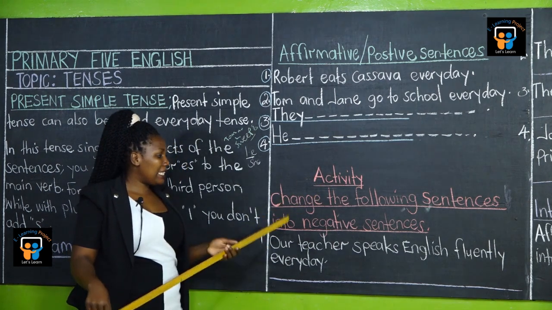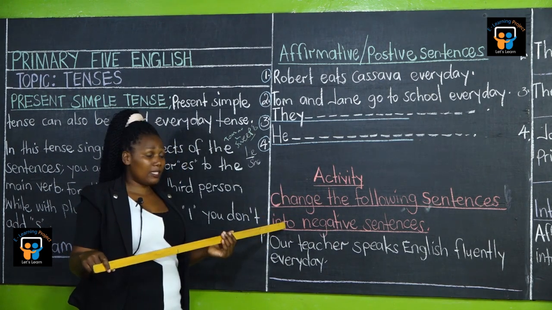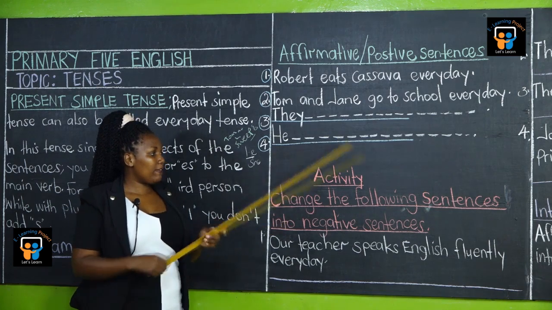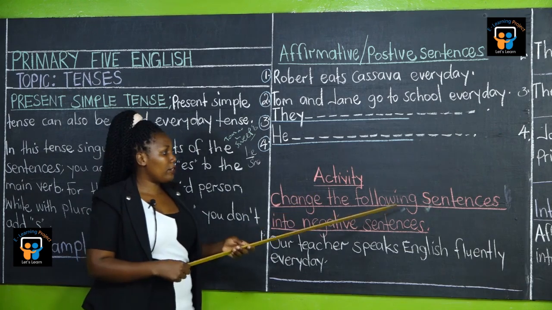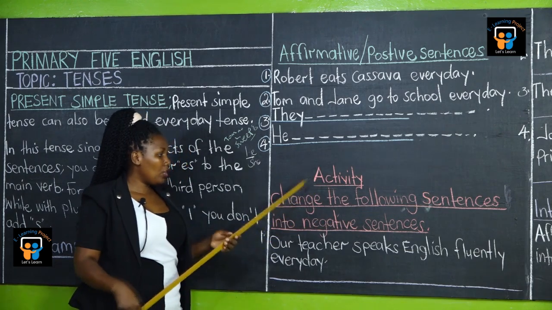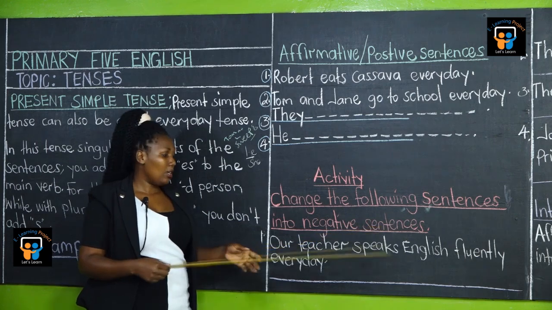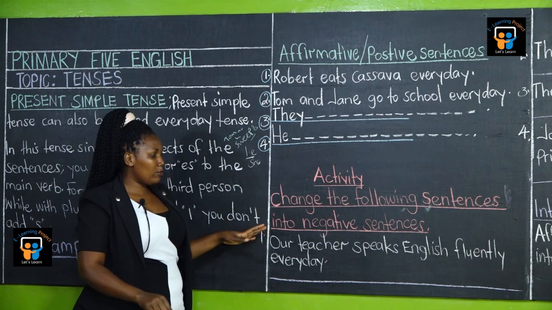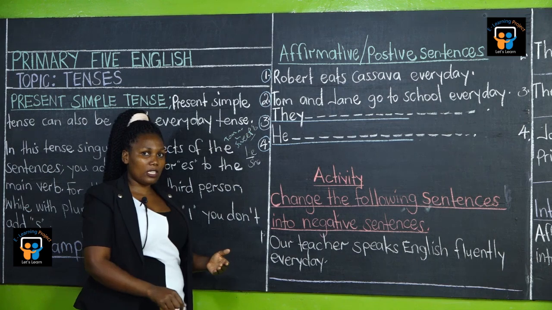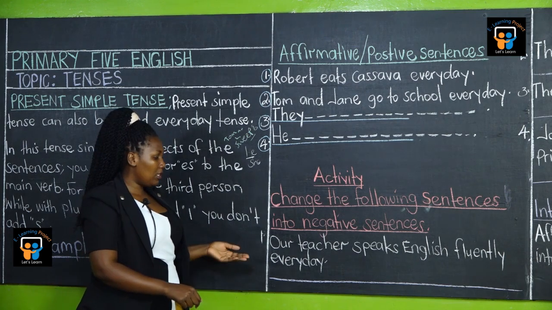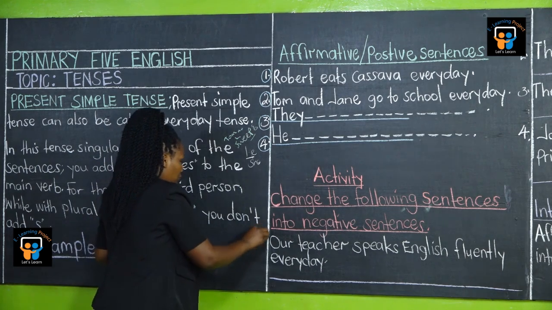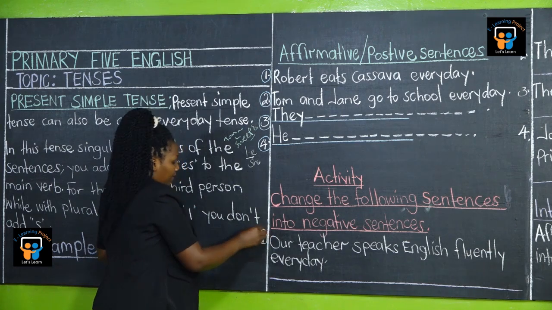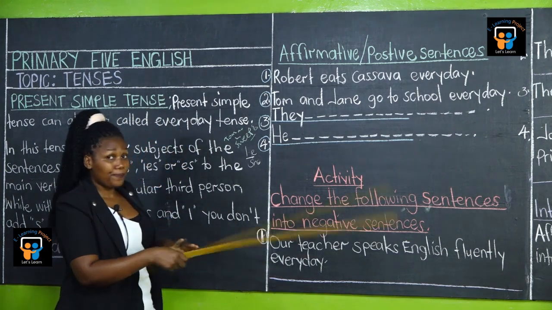Change the following sentences into negative sentences. When I say change to negative, that means you have to put not in those sentences. You have to include not. If the sentence is positive, that means you'll have to put not in that sentence.